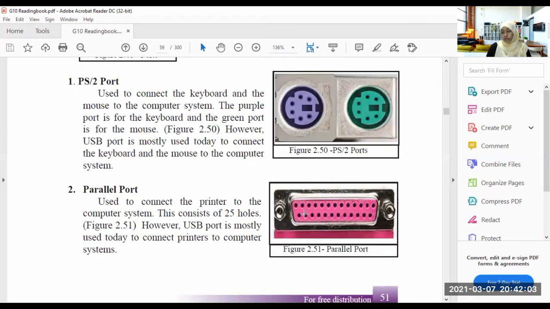You should remember that, because sometimes a question can come: how many holes does a parallel port consist of? How many holes are there in a parallel port? Or what is the parallel port used for? Or to connect what device is the parallel port used? So you should remember that there are 25 holes in the parallel port. However, again, the USB port is mostly used today to connect printers to computer systems.